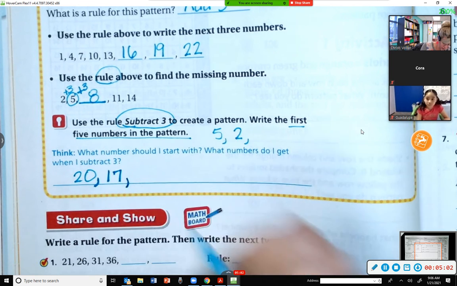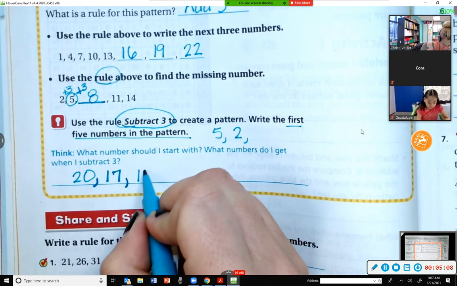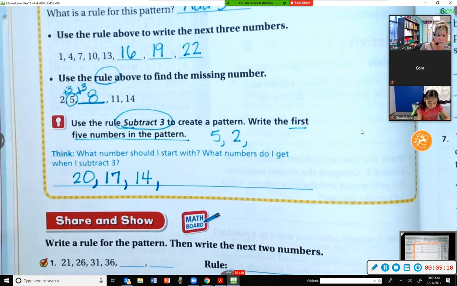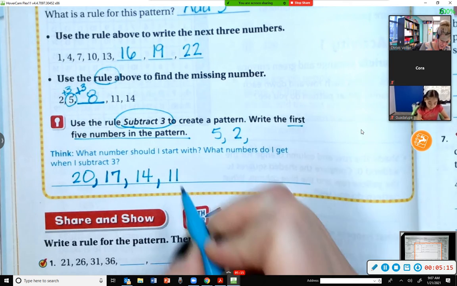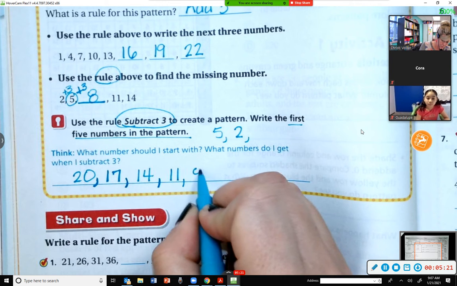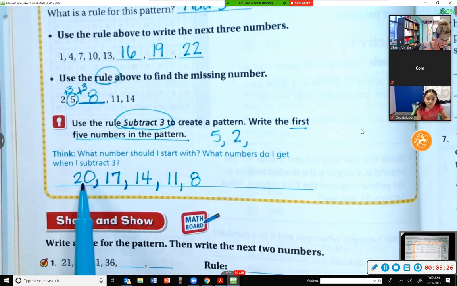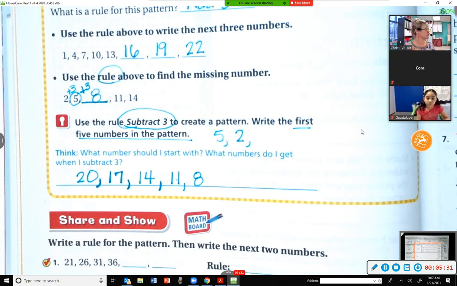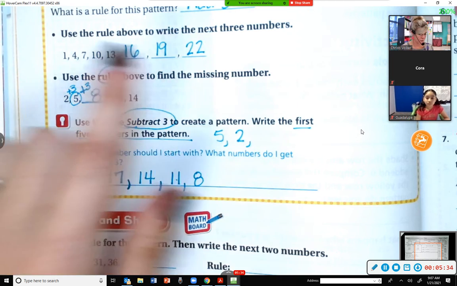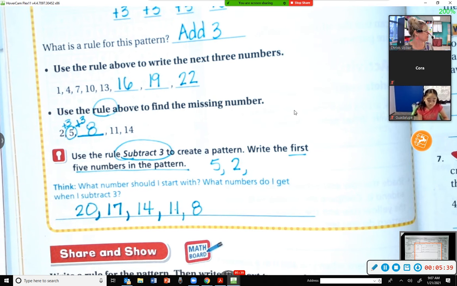Okay, comma, and then we need to do 3 more. So what would be next? 14. Okay, the next one? 11. 8. And then we can stop there because it only wanted us to do the first 5 numbers. And we have 1, 2, 3, 4, 5. Okay? So on the first one we use the rule add 3. On this one we use the rule subtract 3. Okay?